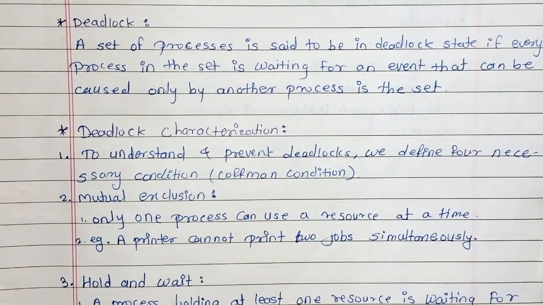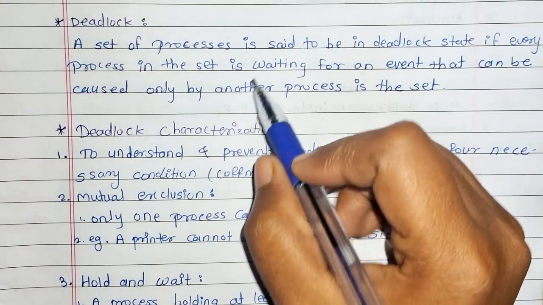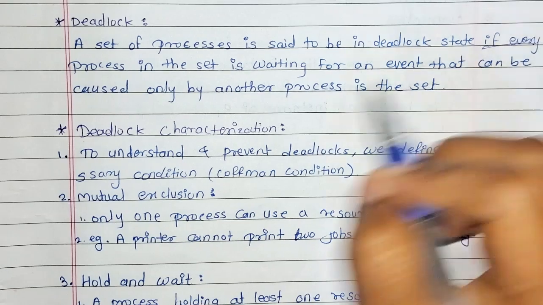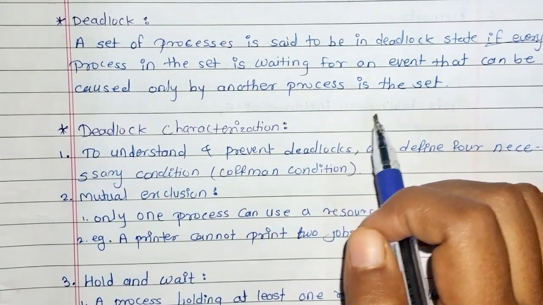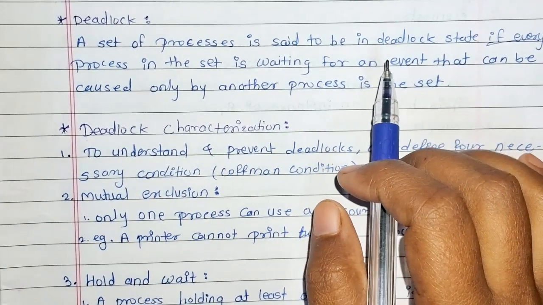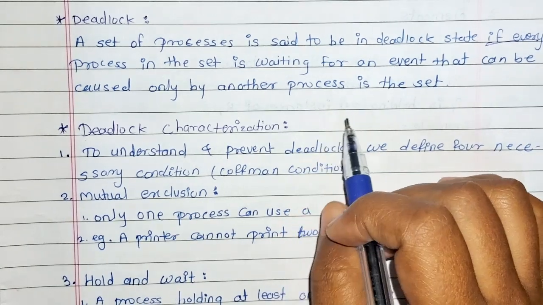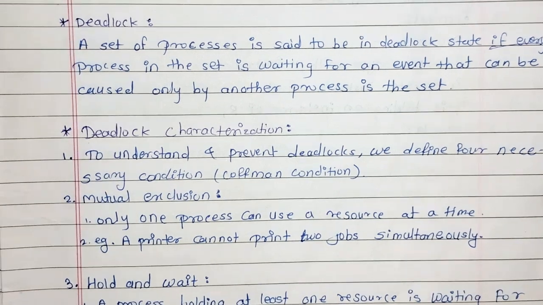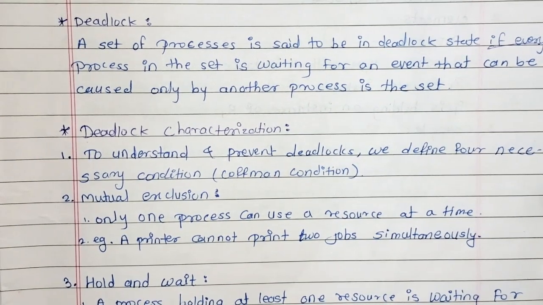Okay, deadlock. A set of processes is said to be in deadlock if every process in the set is waiting for an event that can be caused by another process in the set. Okay, this is the definition of deadlock.